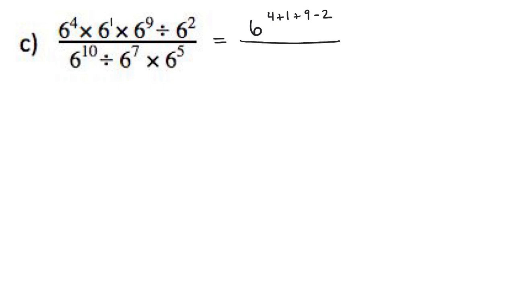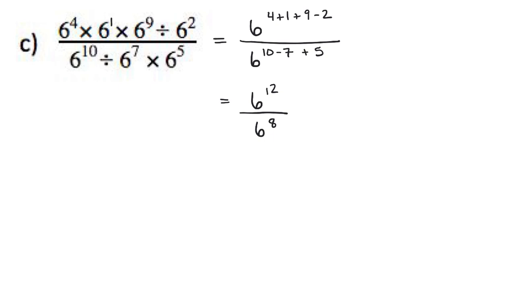And let's look at the bottom. We have 6, so we're starting with a 10. We're dividing, so that's a subtract 7. And then we're going to multiply, which is a plus 5. So now let's simplify that a little bit more. So we'll have 6, and that's with a 12 all over 6 with an exponent of 8.